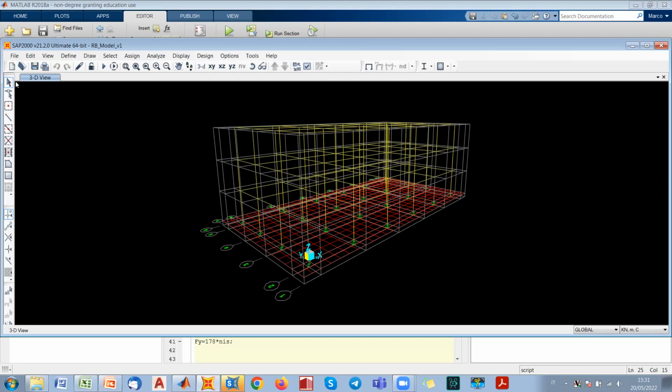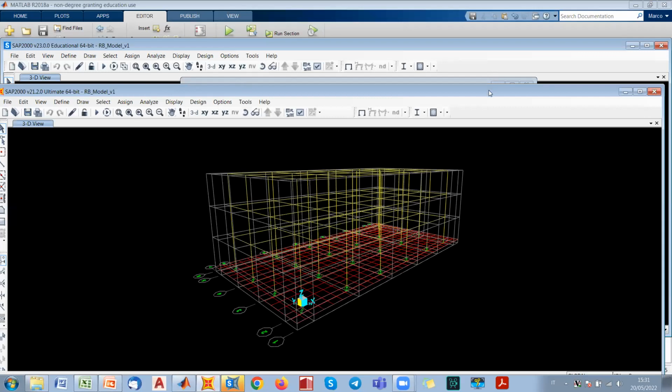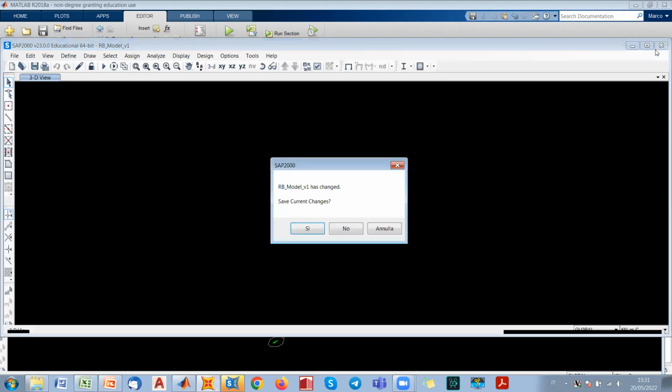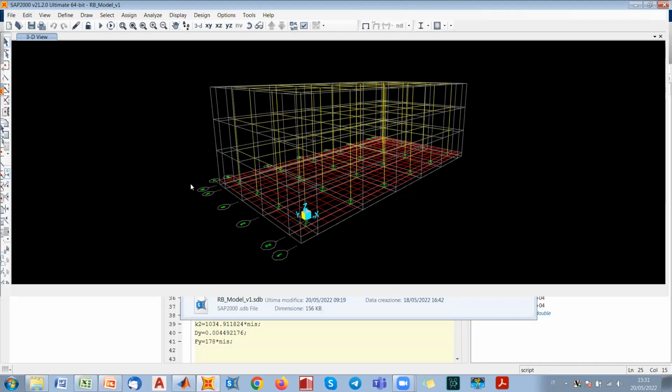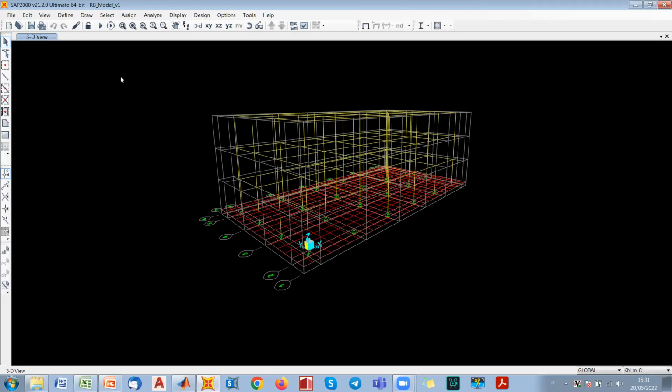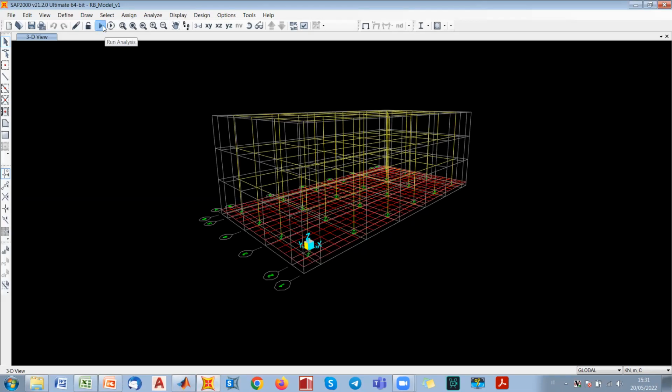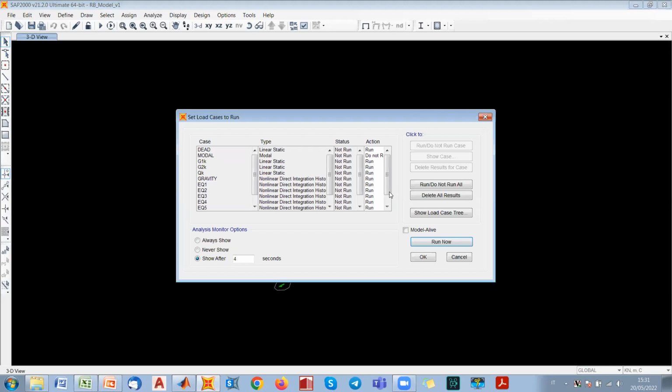So this is the rubber bearing model, and I don't know why it is unlocked. Maybe because I've just opened it with the student version of the program, so maybe I need to run the analysis again. This is bad. Okay, so let's try to run everything. I think that we will just need a very limited time.